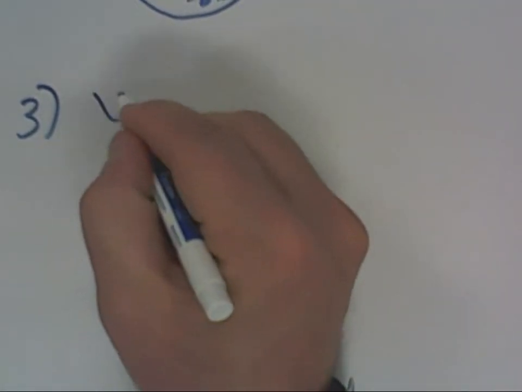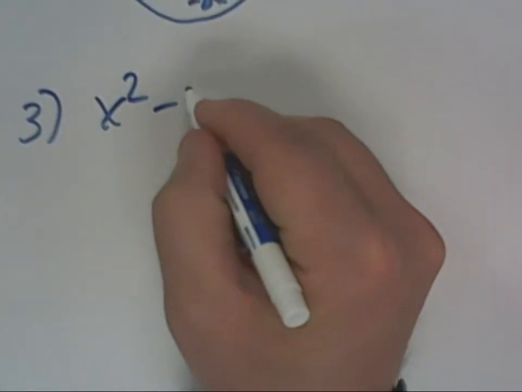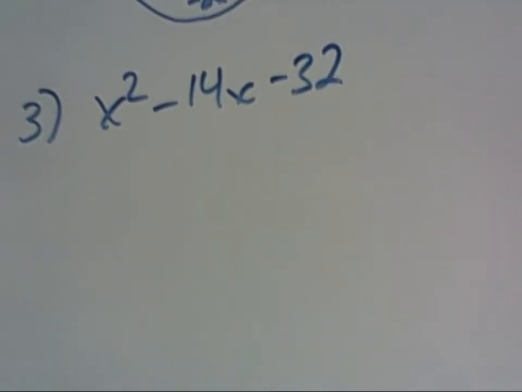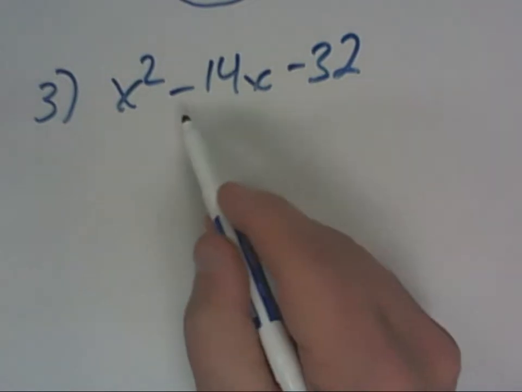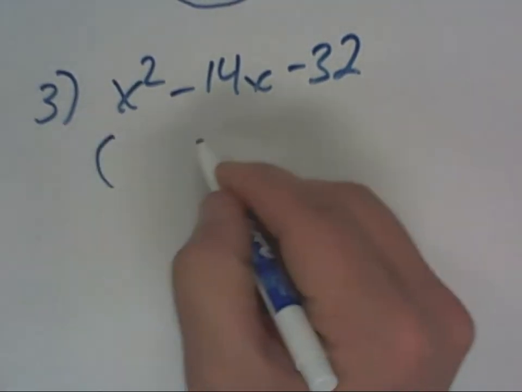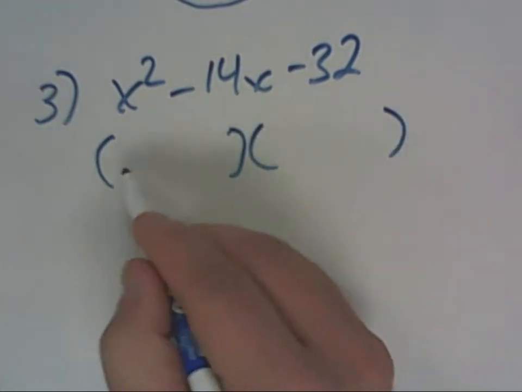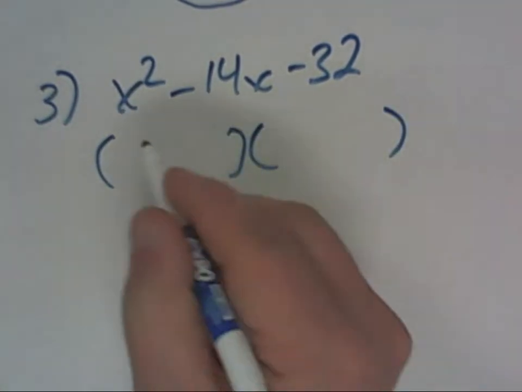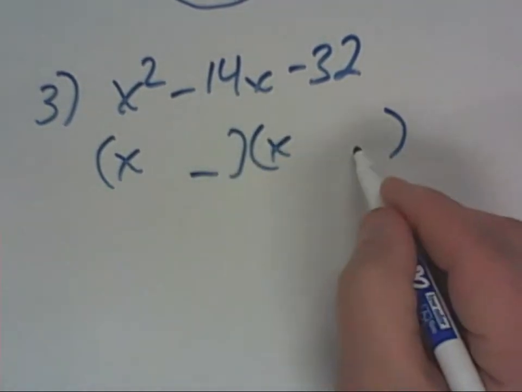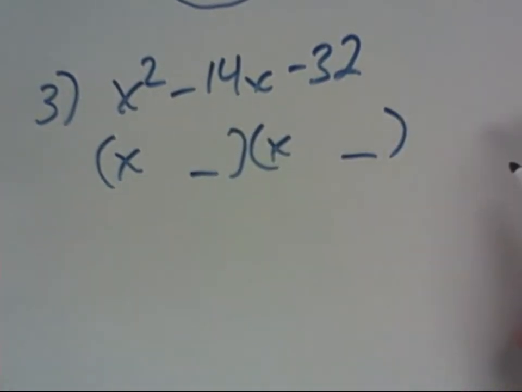Third example, and we're getting more difficult as we go. Third example is x squared minus 14x minus 32. And I think this is more difficult than number 2 because now we have two negative signs to worry about. So I'm going to do it the same process though. I want something here and here that multiplies together to give me x squared. That's going to be x and x. And then I want something here and here that when I multiply it together gives me 32.